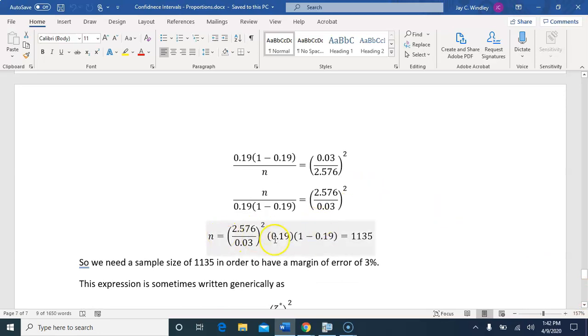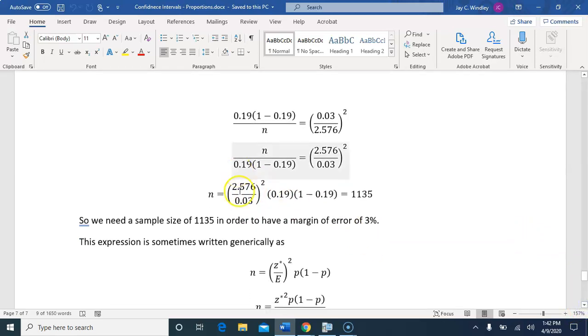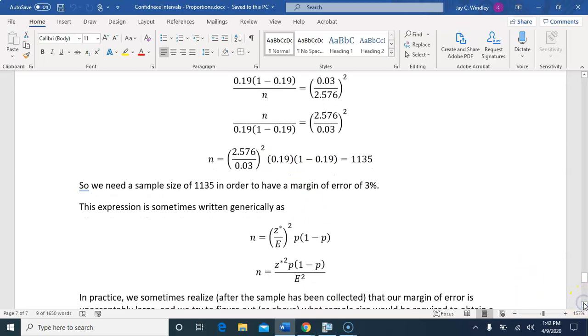I left this written like this so that we could transform it into symbols. So the 2.576 is our z star, the 0.03 is our desired margin of error, and this is our p, and this is 1 minus p. So this formula for desired sample size is often written in one of these two formats.